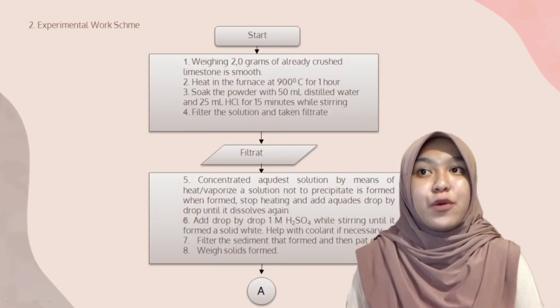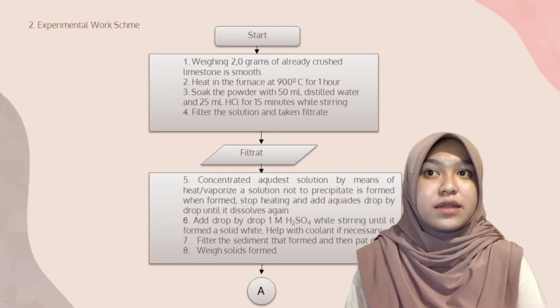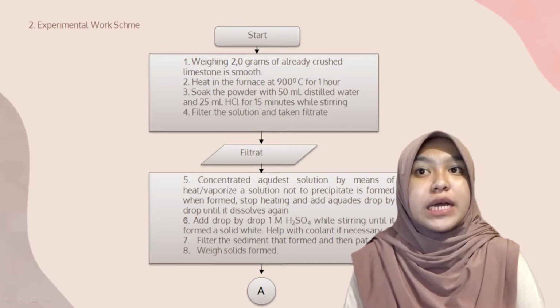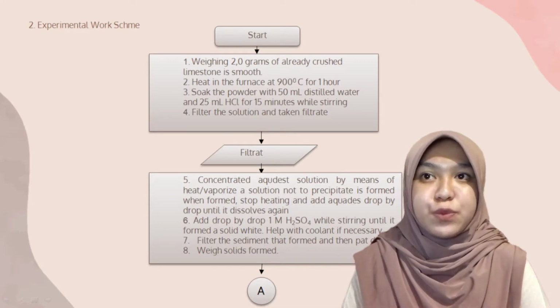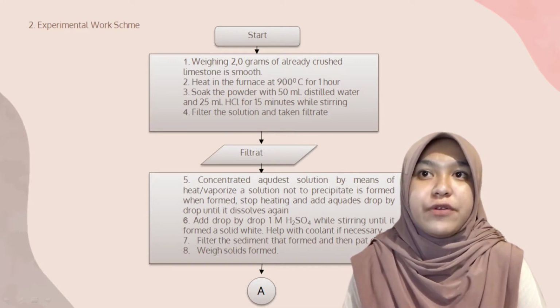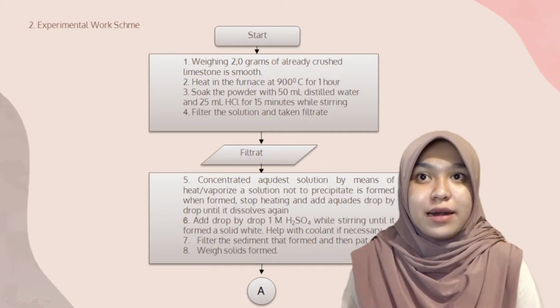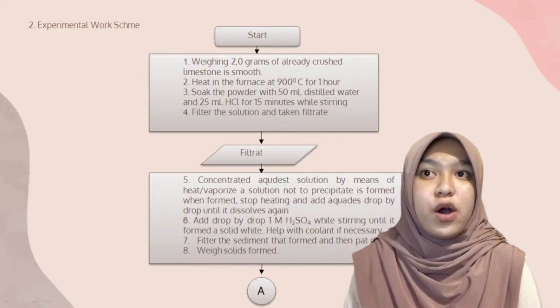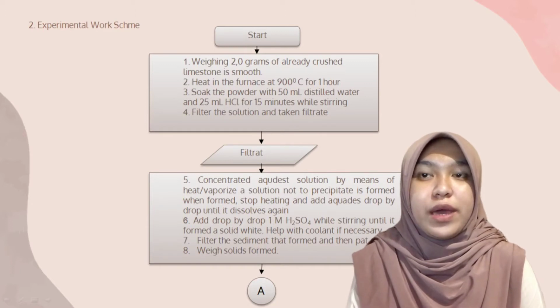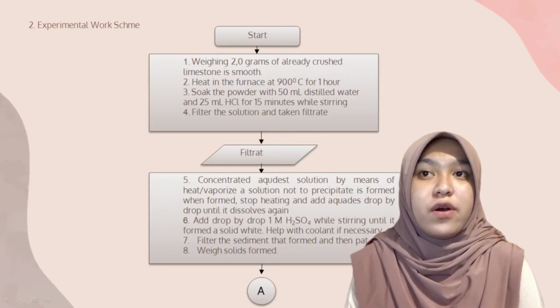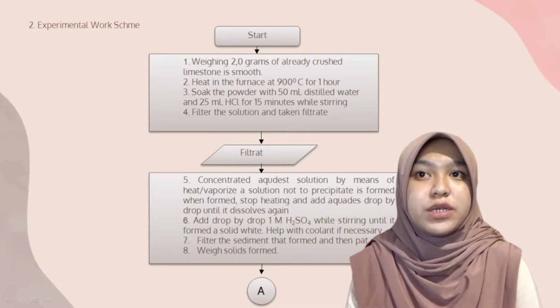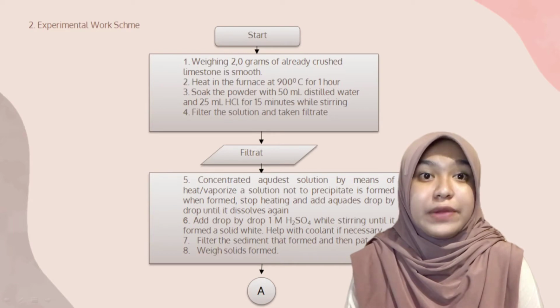Next, the experimental work scheme. First, weigh 2 grams of crushed limestone that is ground fine, and next heat it in the furnace at 900 Celsius for 1 hour. Soak the powder with 50 ml distilled water and 25 ml HCl for 15 minutes while stirring, and filter the solution and take the filtrate.